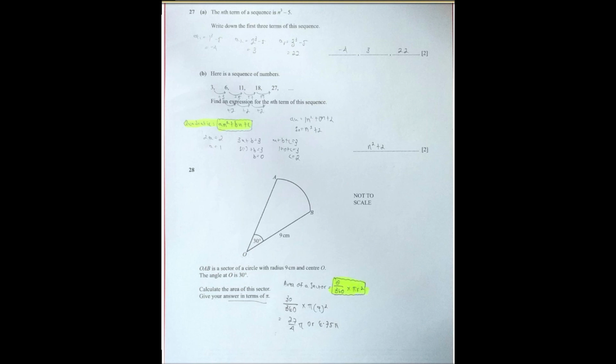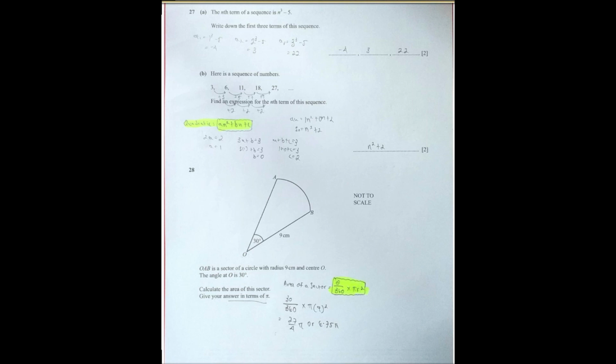The last question that we have for today is OAB is a sector of a circle with radius 9 cm and center O. The angle at O is 30 degrees. Calculate the area of this sector and give your answer in terms of pi. The formula for area of a sector is theta over 360 times pi r squared, where theta is the angle that the question has given you.